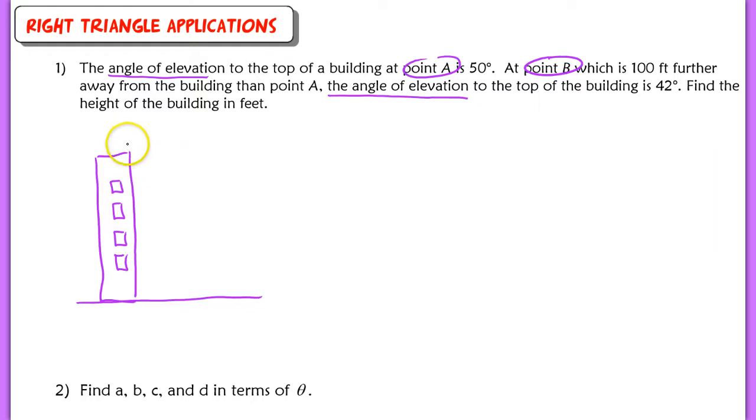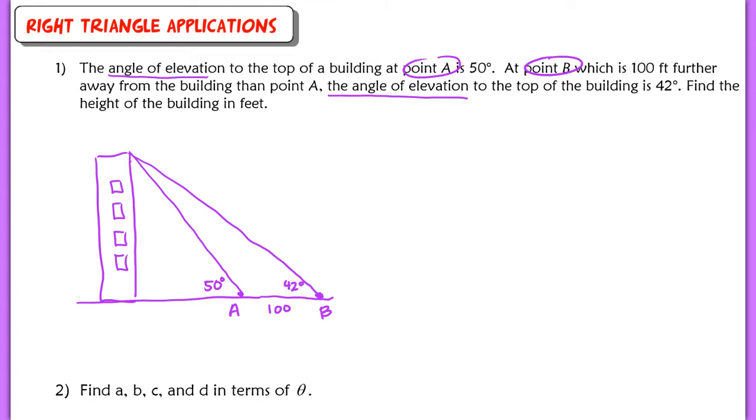So point A and point B are definitely on the ground, and if I draw these in, I need to make sure that I label these correctly. There are two distinct points. One is farther away from the building than the other. It says that point B is 100 feet further away from the building than point A. So I definitely want to make point B here, and I'm going to label this as 100 feet, which makes this point A. Now the angle of elevation looking from point A is 50 degrees. So here is 50 degrees. And then it says that the angle of elevation from point B is 42 degrees.